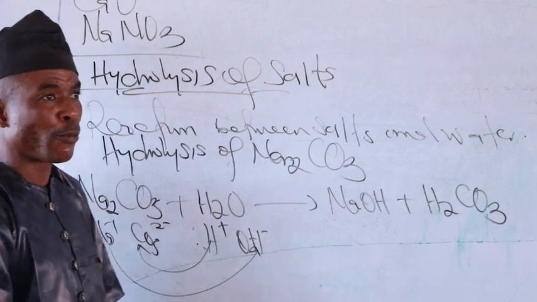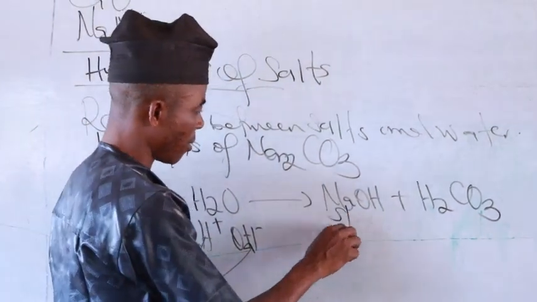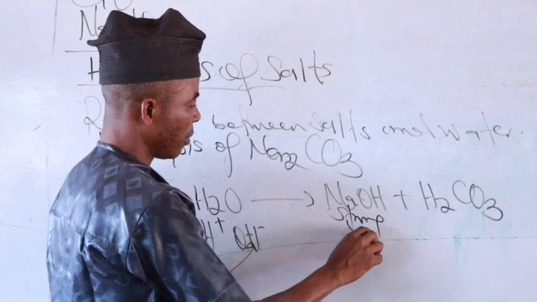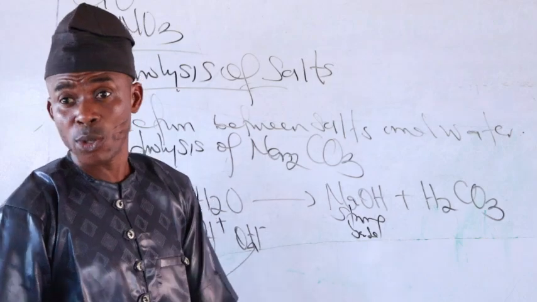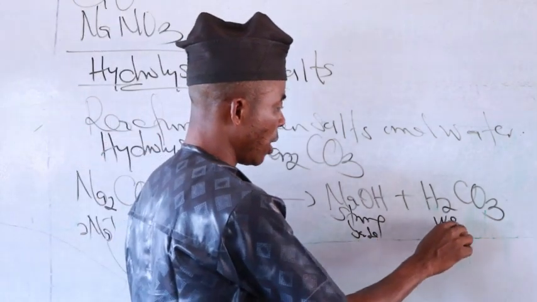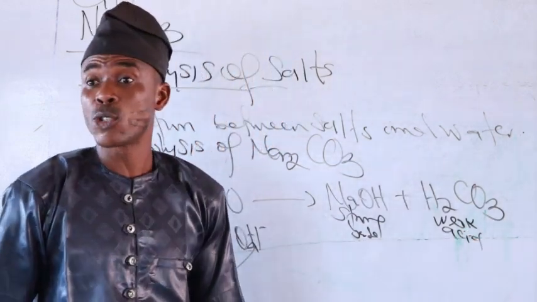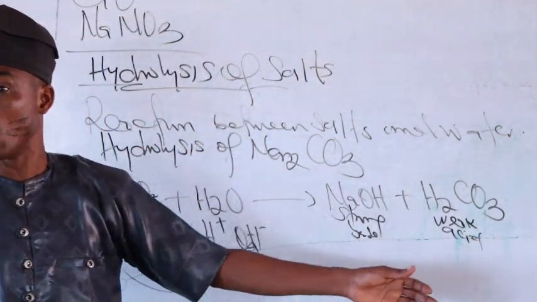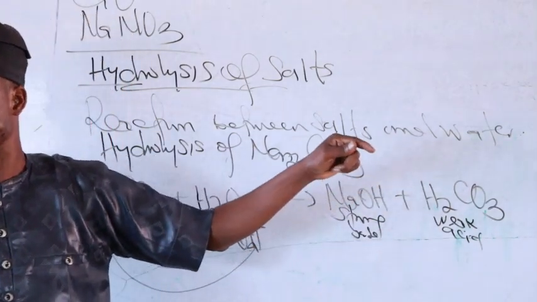Now, what type of base is sodium hydroxide? Strong base. And what type of acid is H2CO3? This is a weak acid. You know the strength of the base will override that of the acid. That means the solution is going to be what? Basic.